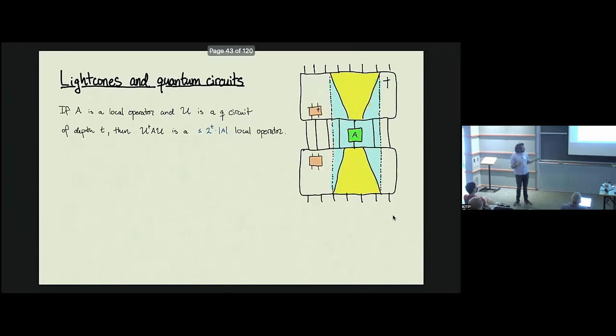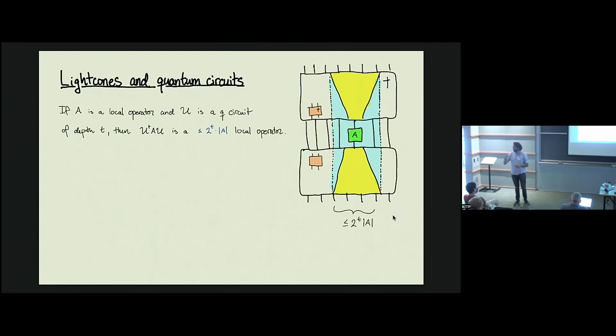And the answer is yes, because if there was a gate outside of this light cone region in the circuit, this gate just cancels off with its neighbor on the other side. So what I get is that U A U dagger simplifies, just by this cancellation, into an operator that acts on at most 2 to the t times a qubits. This description, which was initially big, now sandwiches down to become something very simple.